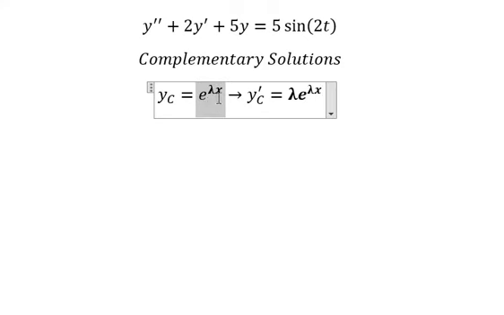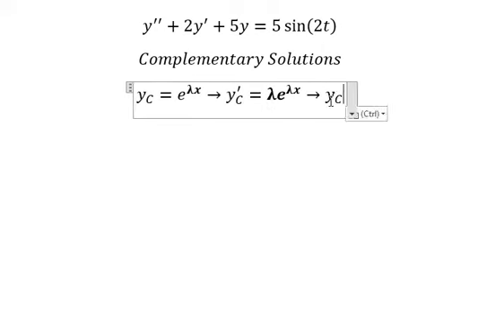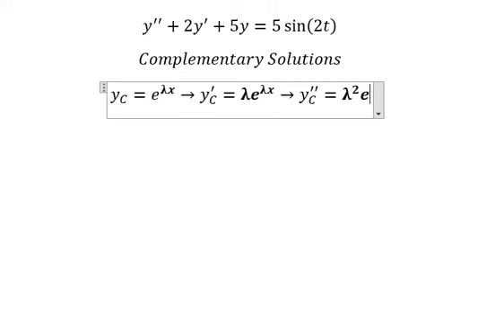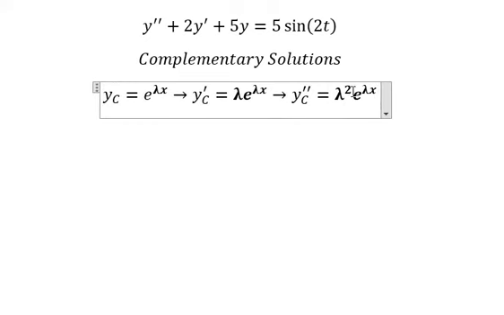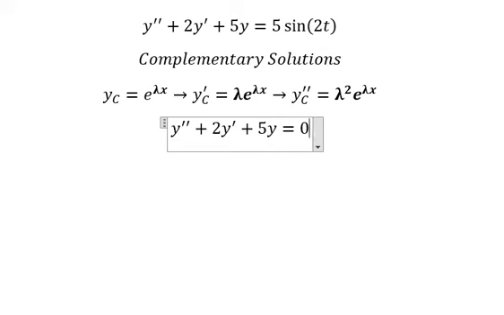If we do the first derivative of e to the power of lambda s, we keep the same e to the power of lambda s. Then we do the first derivative of lambda s, you get lambda. Now we do the second derivative of this one, and we have lambda square e to the power of lambda s. Because this is about complementary solutions, this one equals 0.